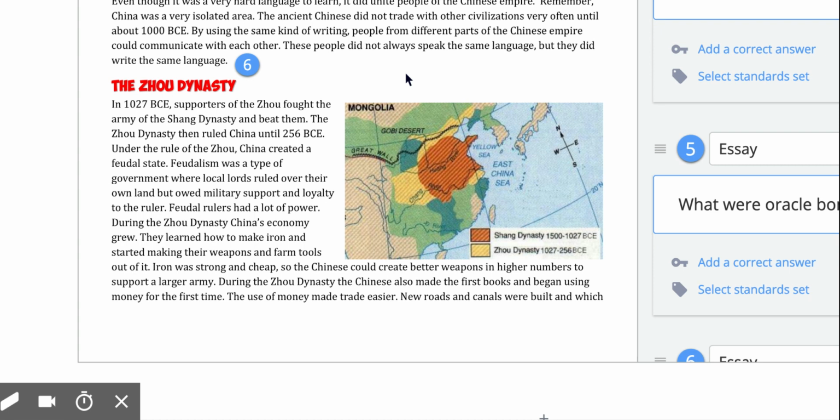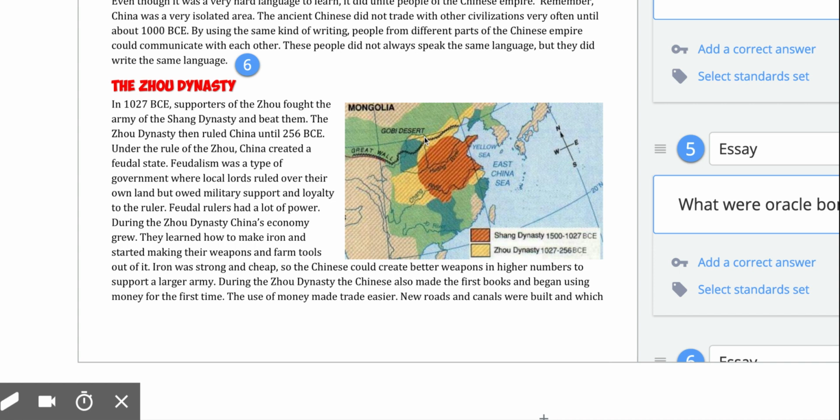During the Chu dynasty, China's economy grew. They learned how to make iron and started making their weapons and farm tools out of it. Iron was strong and cheap, so the Chinese could create better weapons in higher numbers to support a larger army. During the Chu dynasty, the Chinese also made the first books and began using money for the first time.